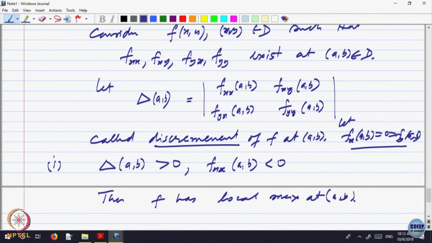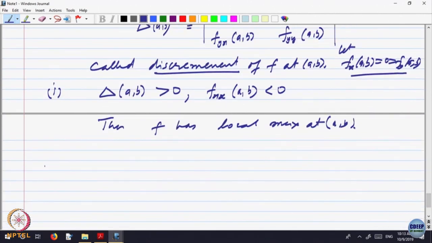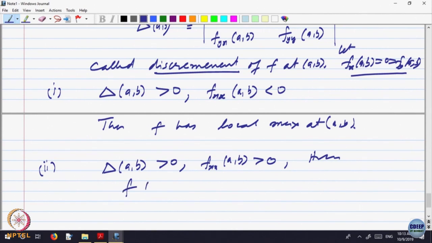This is something like the second derivative test for functions of one variable, right? In one variable, the second derivative at that point should be less than 0, which implied local maximum, and the same thing is here also. So that is one conclusion. Second, the discriminant at (a,b) is still bigger than 0, but fxx at (a,b) is the other way around: if it is bigger than 0, then f has a local minimum at the point (a,b).